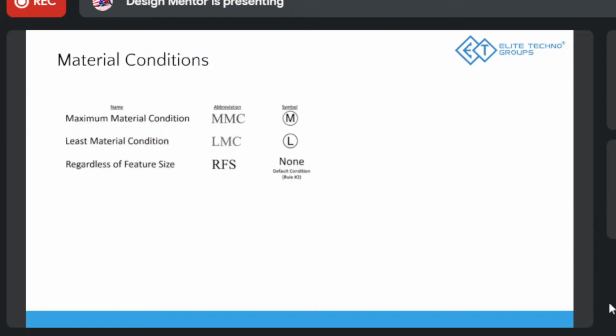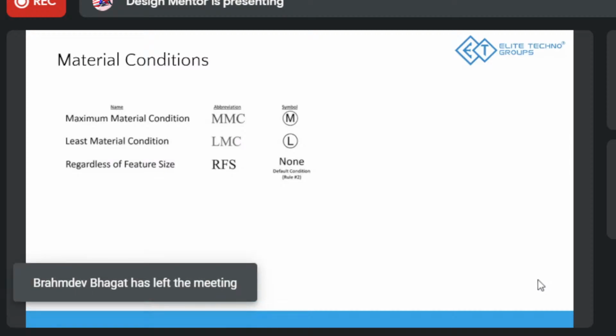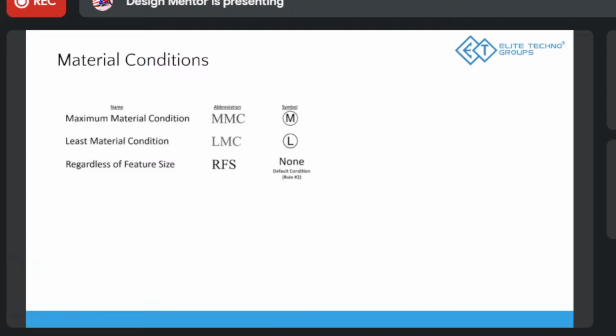Now, all this, whatever we have learned, you will need when you go further in GD&T. That's why I wanted to give you an idea about all this. Now coming to material conditions, this is a very important aspect that you need to pay attention to.